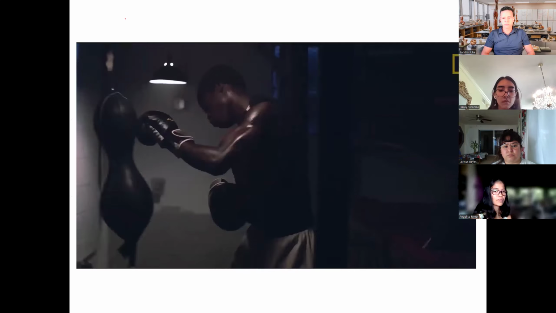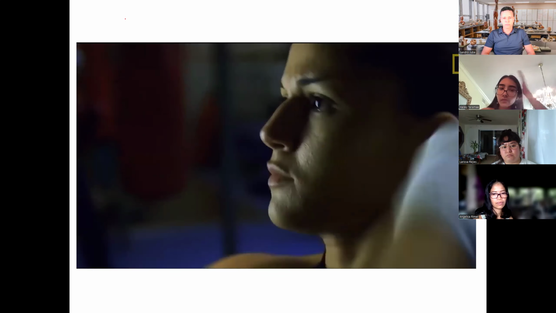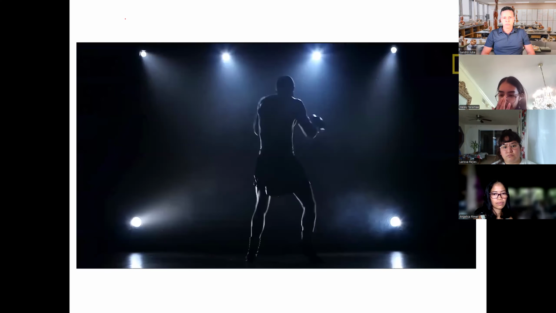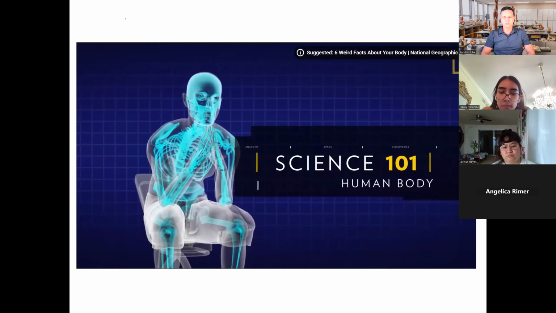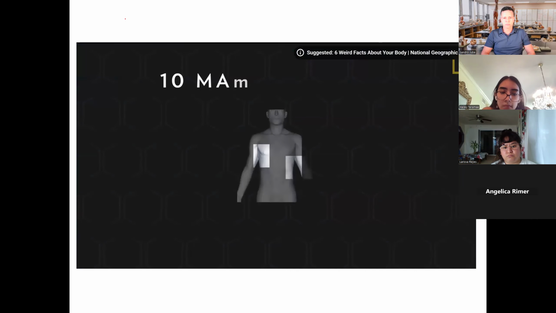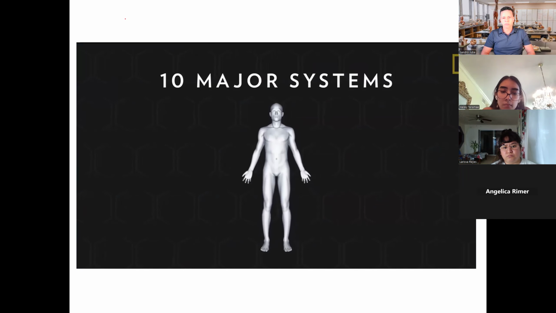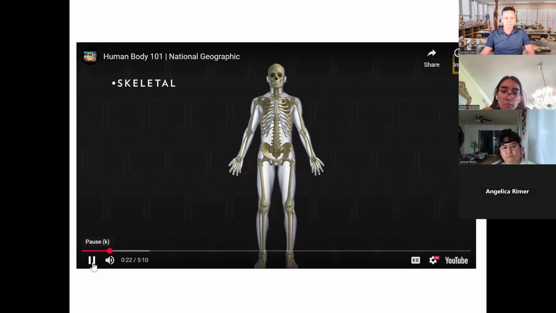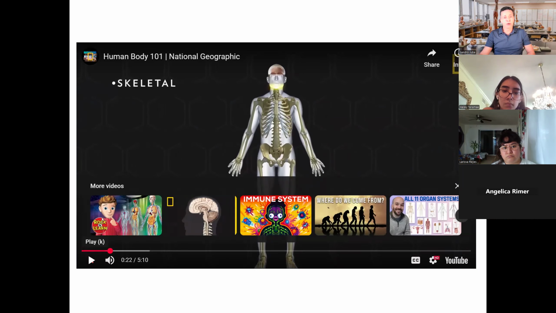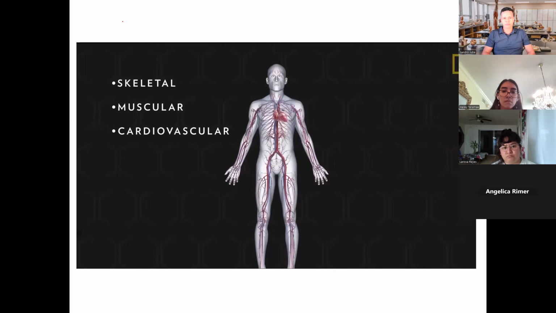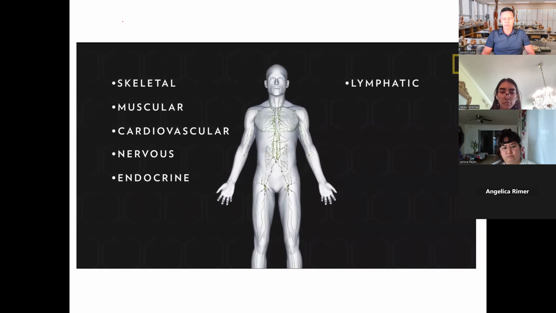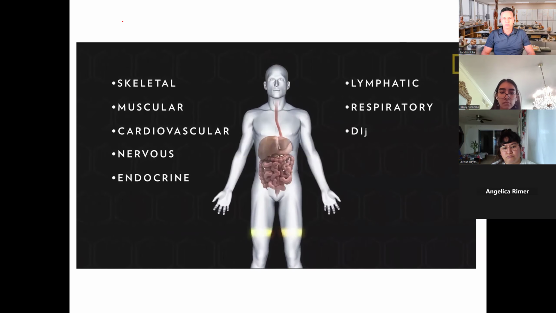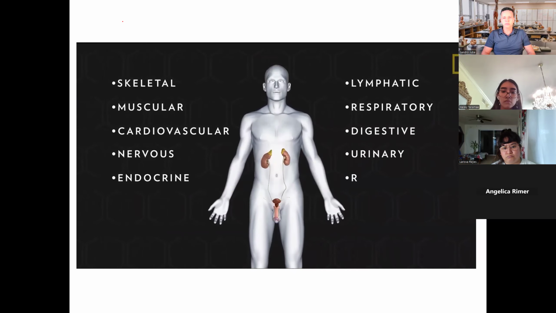The human body is a complex network of cells, tissues, and organs that together make life possible. 10 major systems are responsible for the body's functions. Skeletal. For some reason, they don't include integumentary here. So we have 11, not 10. Muscular. Cardiovascular. Nervous. Endocrine. Lymphatic. Respiratory. Digestive. Urinary. Reproductive.